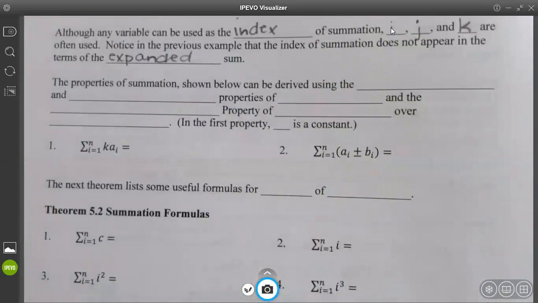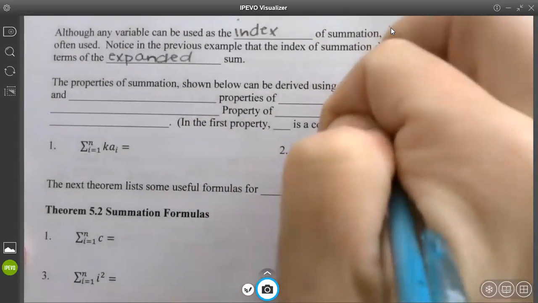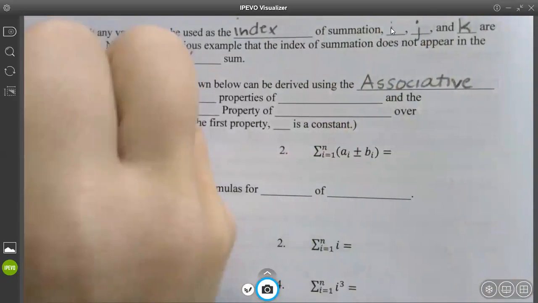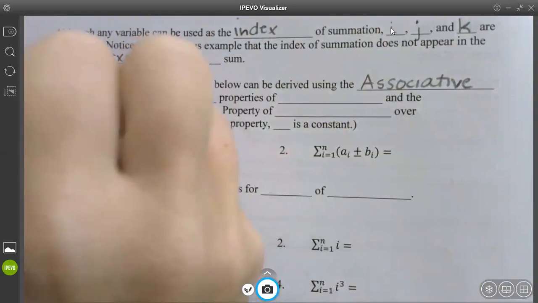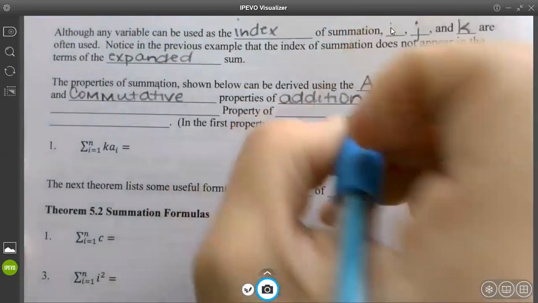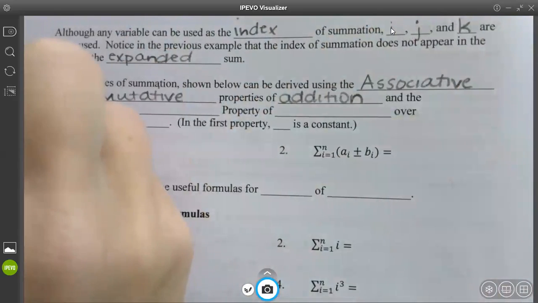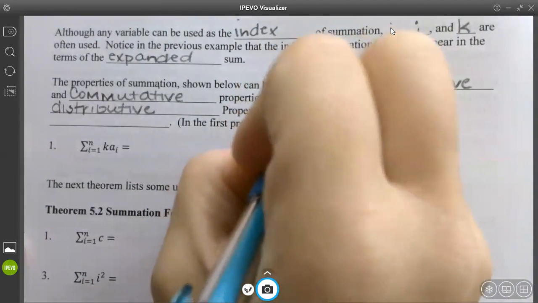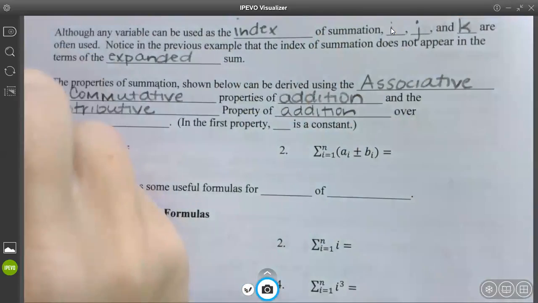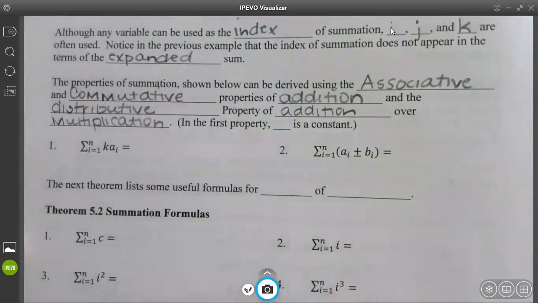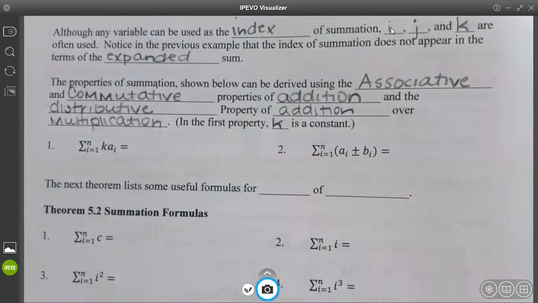The properties of summation shown below can be derived using the associative and commutative properties of addition and the distributive property of addition over multiplication. In the first property, K is a constant. Give you a minute to copy that.